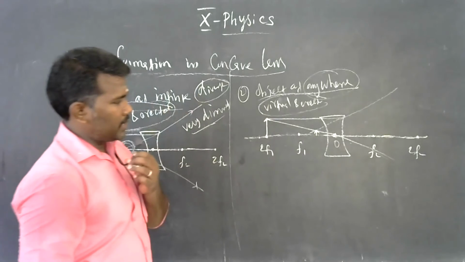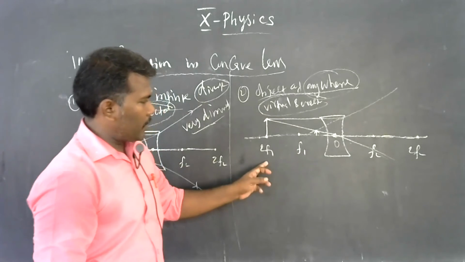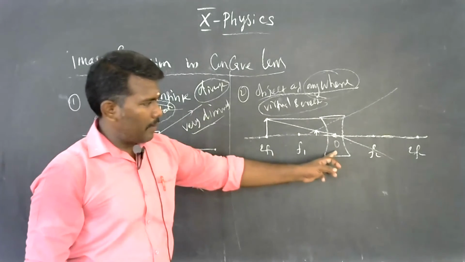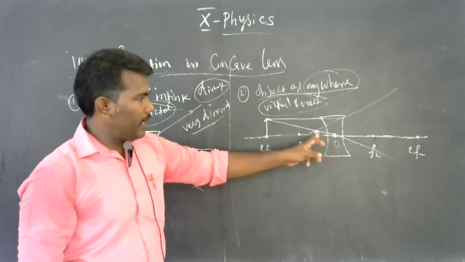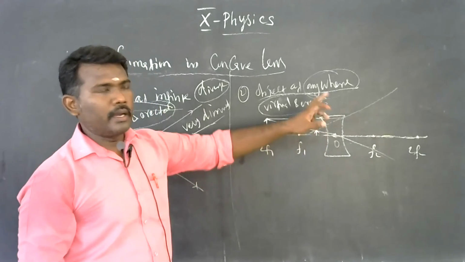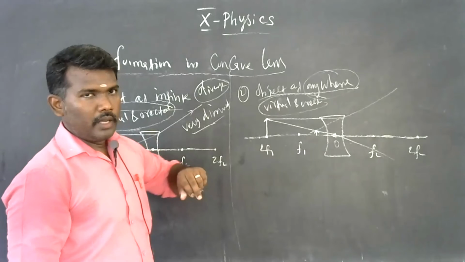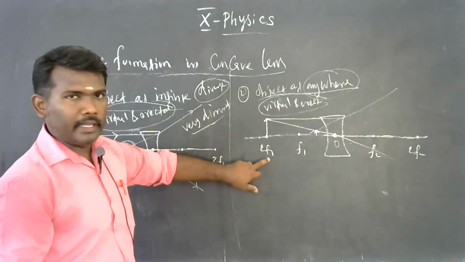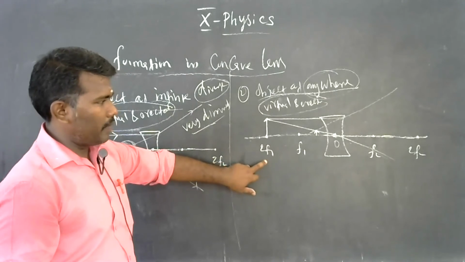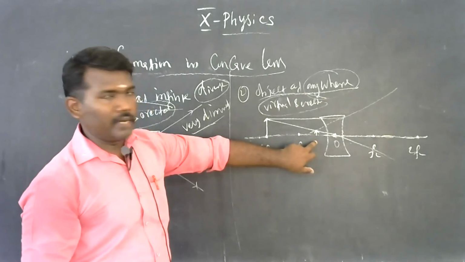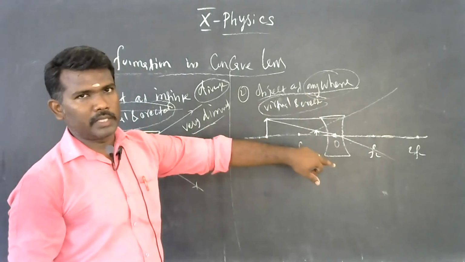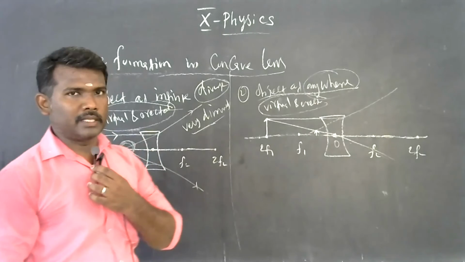So in the first case, I fix the object in between the point F1 and 2F1. The image is formed in between O and F1, and it is virtual and erected, and of diminished size. If you place the object at the point 2F1, the image will be formed at the same place, the nature is also the same, and it is also a diminished size image.